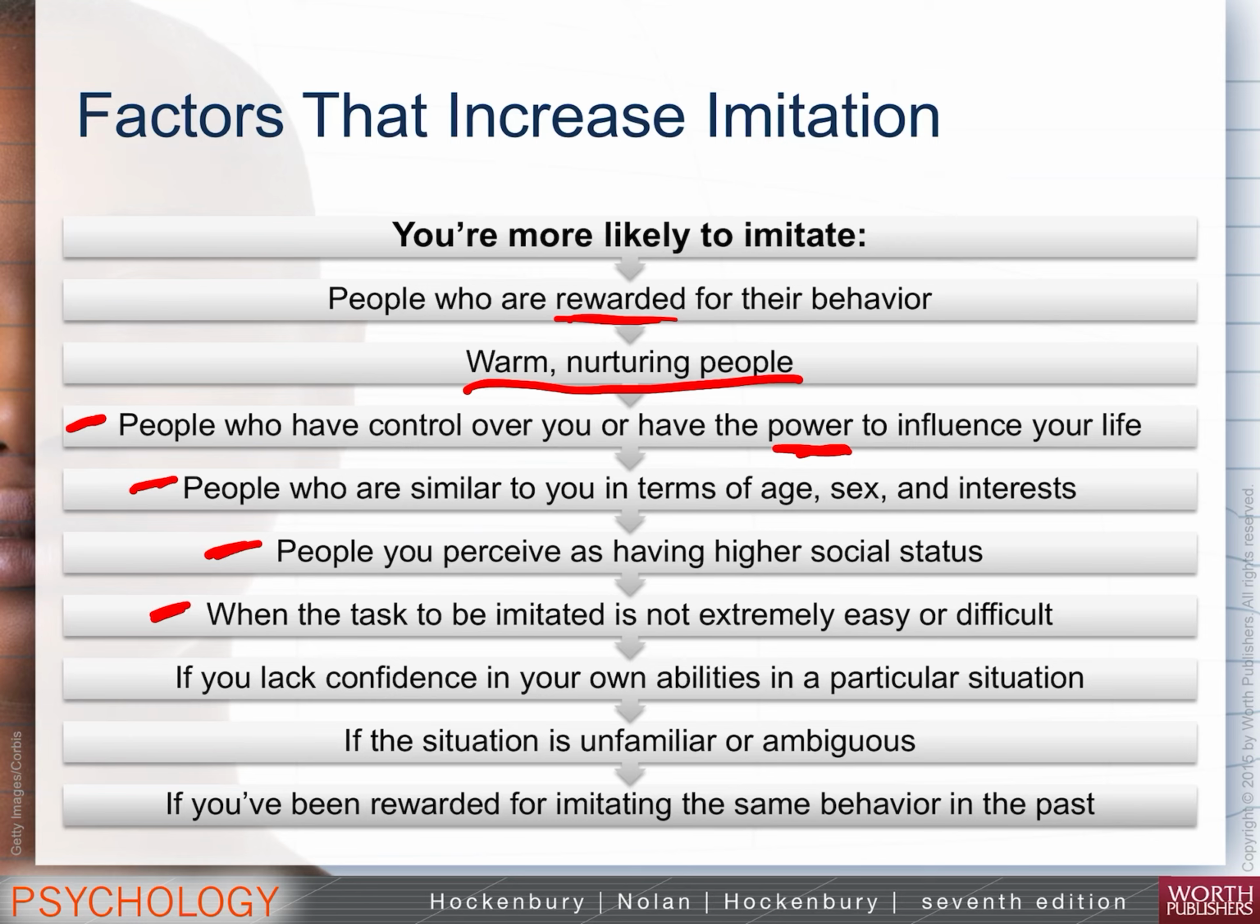If you are doing a task that is not extremely easy, or if it's really difficult, we tend to go with someone else's behavior because we're not sure. This falls in the same category. If you're not sure you know what you're doing, you're more likely to imitate someone else's behavior and copy what they're doing.